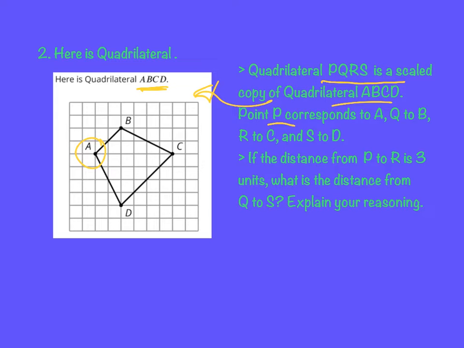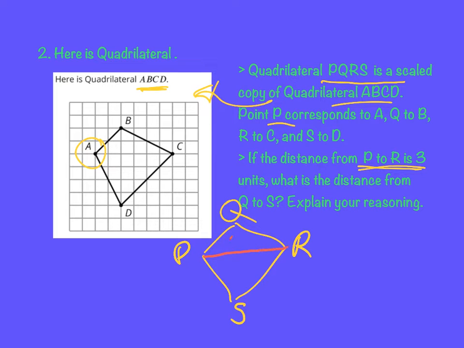Okay, so I'm just going to draw myself a little sketch. It's going to be a little bit off. We're not real worried about it. I just want to make sure that we're all understanding here. So point P corresponds to A, so that's P. B is to Q, so this is Q. R is to C, and S is to D. Okay, then it tells us the distance from P to R is 3. So it means across here, the distance is 3. What is the distance from Q to S?